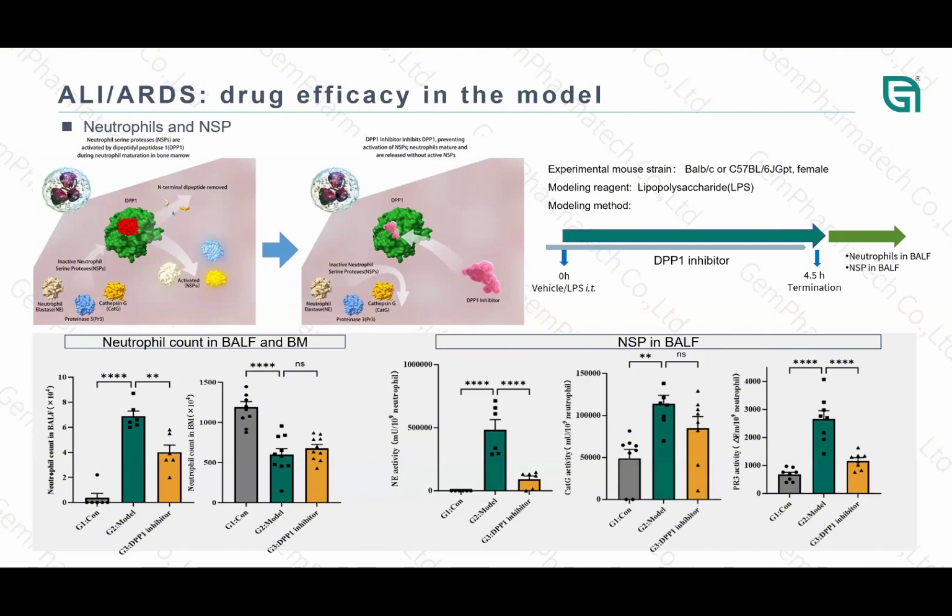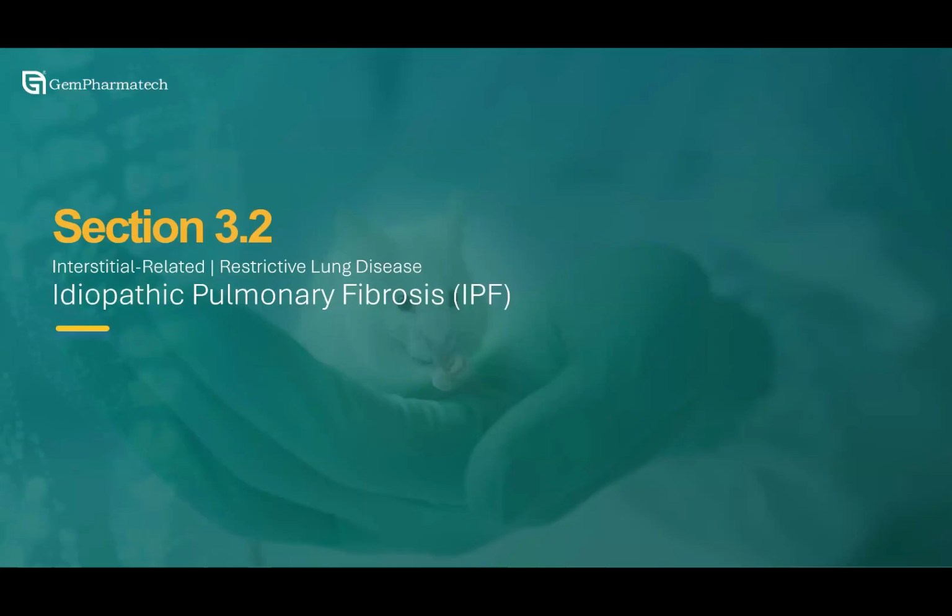The result clearly shows that the acute lung inflammation triggered by the LPS was effectively kept in check by this DPP1 inhibitor. And in a nutshell, our LPS-induced ARDS model recapitulates key disease features and reliably validates the drug efficacy. Next, let's move on to the typical lung parenchymal disease model, the idiopathic pulmonary fibrosis.